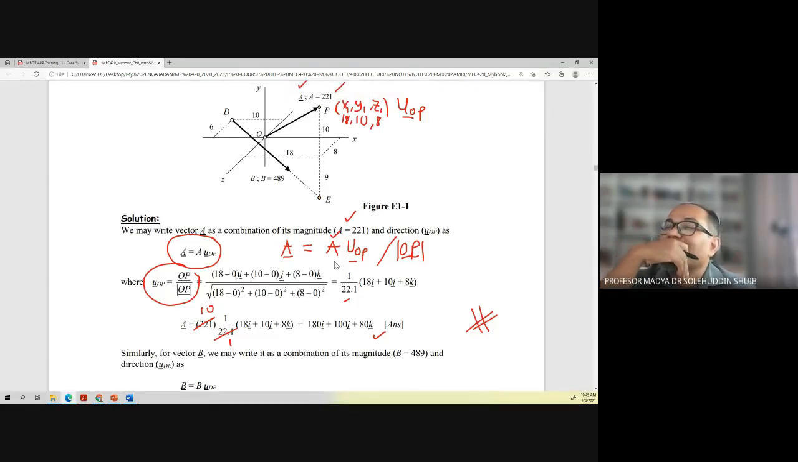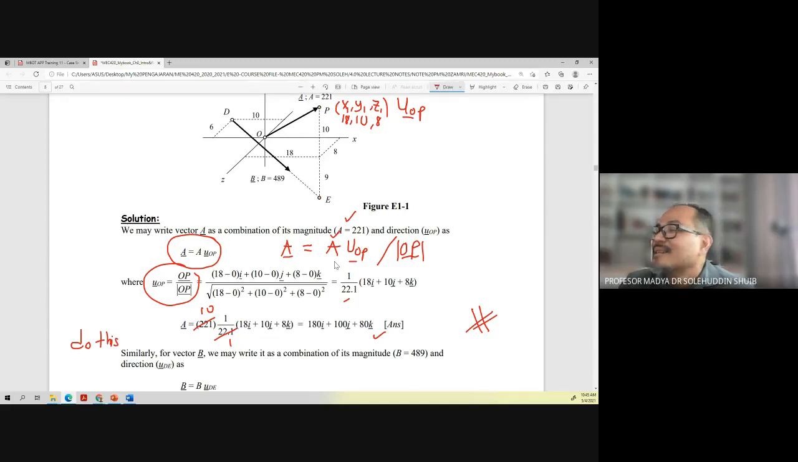Now it's your turn. I want you to try vector B on your own, the same way that we have been doing. I'll give you a few minutes to do this. Three minutes is enough. Now find vector B. We found vector A just now, and now we want to find vector B.